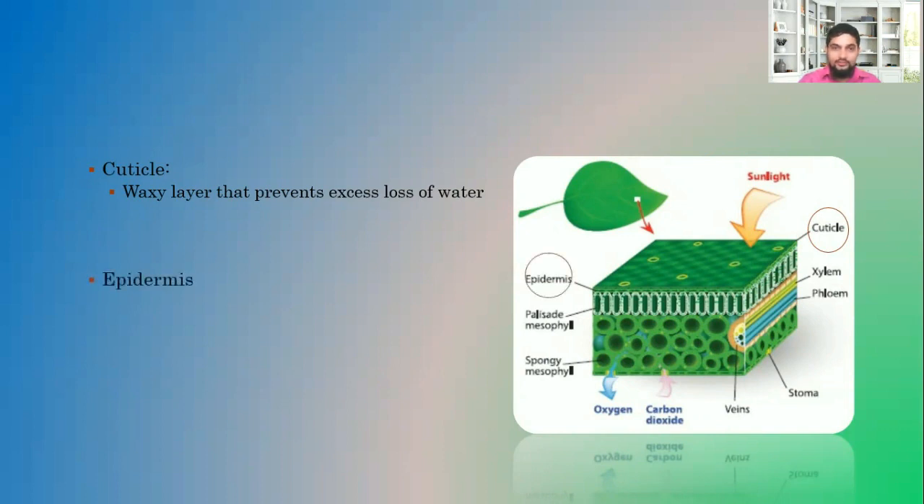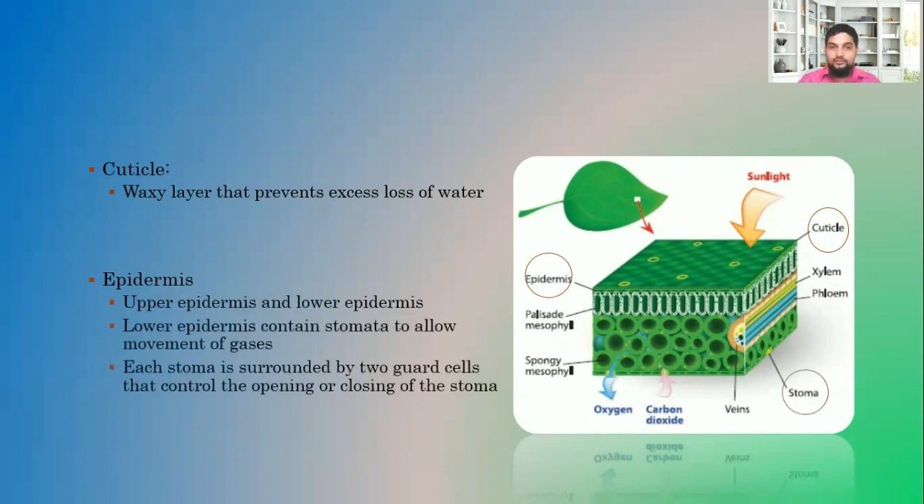Next, we have the epidermis. As I mentioned, we have the upper epidermis and we have the lower epidermis. The lower epidermis contains stomata, which allow the movement of gases, as mentioned before, and they are surrounded by two guard cells.